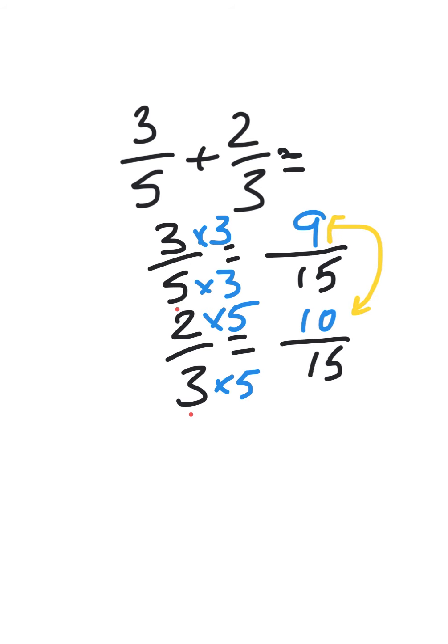When we're adding fractions, we don't change the size of the piece. I have 9/15. And then I have 10/15. They're the same sizes. The 15th is the size. I put them together, I get 19/15.